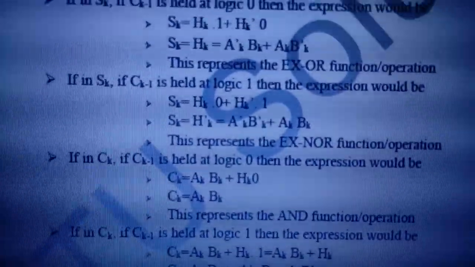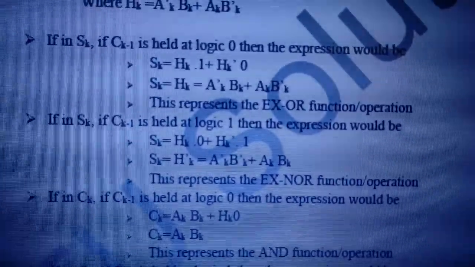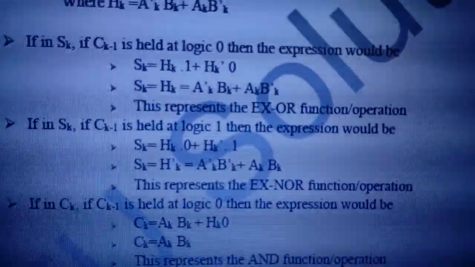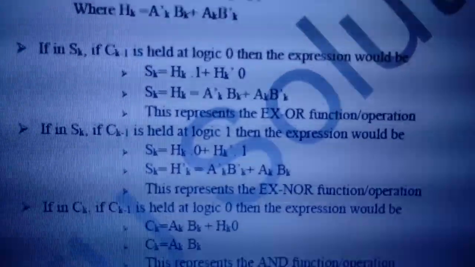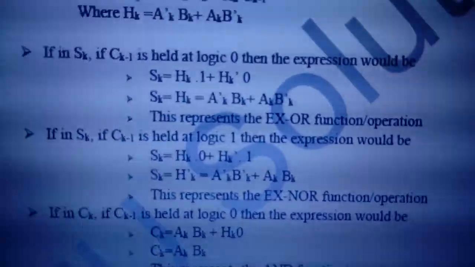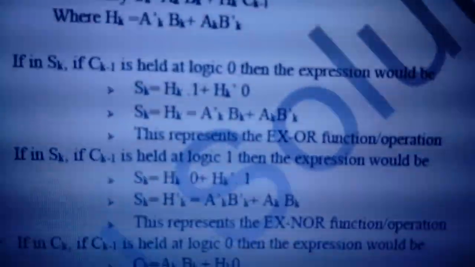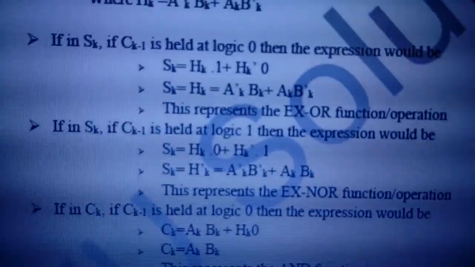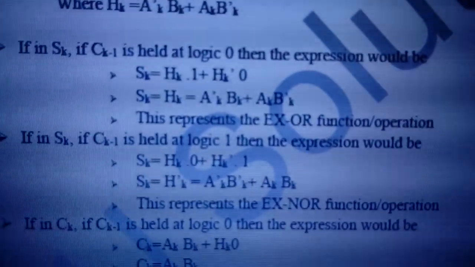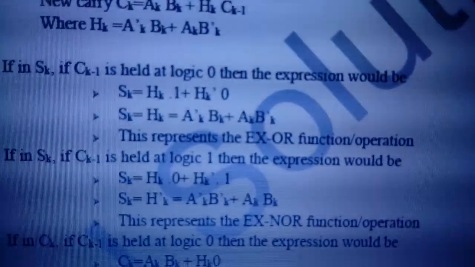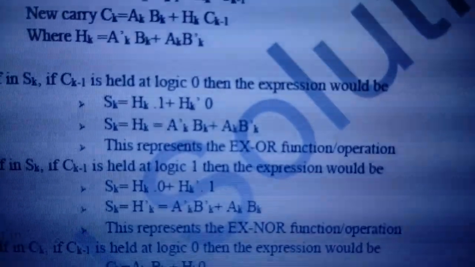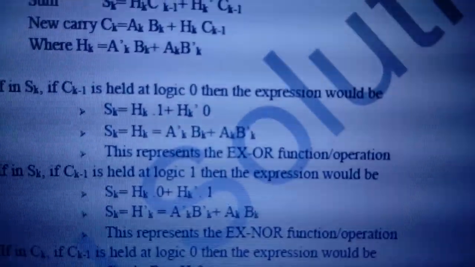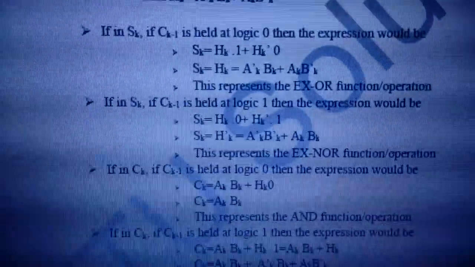Then in SK, if CK minus 1 is held at logic 1, what happens? Then the expression would be HK into 0 plus HK bar into 1. You are just placing the logic 1 in the corresponding place. In the earlier case, you replaced 0; here you are replacing 1. So SK becomes HK bar in this case, which is nothing but AK bar BK bar plus AK BK. This is the XNOR function. What is the XNOR function? How do you write it? A bar B bar plus AB. So this is the XNOR function.